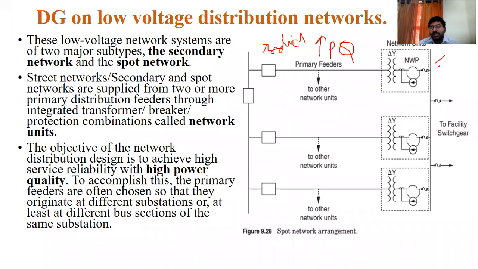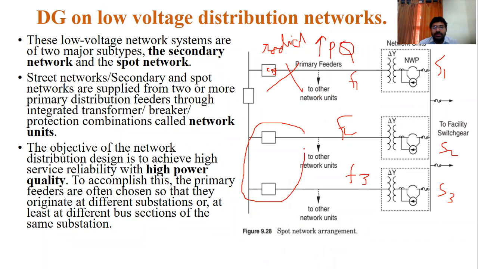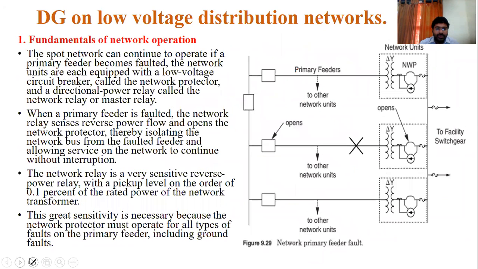Now see this, this is the radial network. This is substation one, this is substation two, and you can assume this is substation three. This is feeder one, this is feeder two, this is feeder three. What is the advantage of a radial feeder? If any one of the feeders fails due to some external or internal problems, the circuit breaker opens that feeder, and the remaining two feeders will supply power to the loads. So that maintains continuous power to the loads.